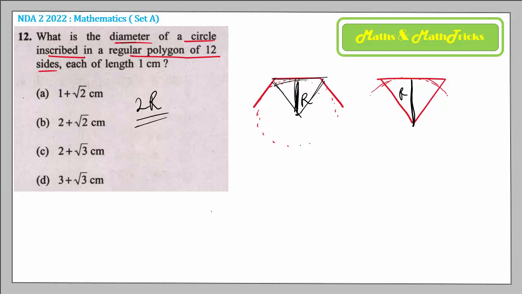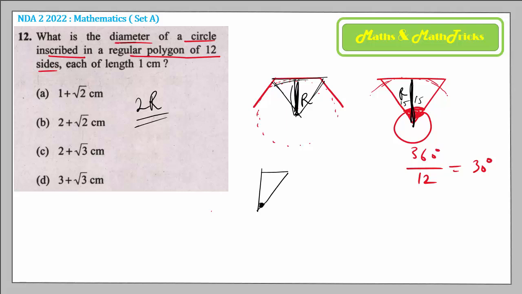Now to find this r, you know that the polygon is of 12 sides. So understand now, this total angle of 360 degrees will be divided into 12 parts. So each angle, like this angle, will be of measure 30 degrees. Now as you have drawn this perpendicular from the center onto the side, which is a radius of the circle, this is making the angle into two equal halves. So basically now you have this portion of the figure.